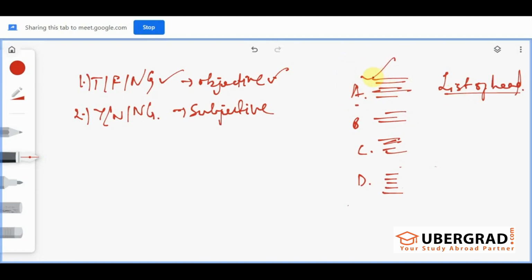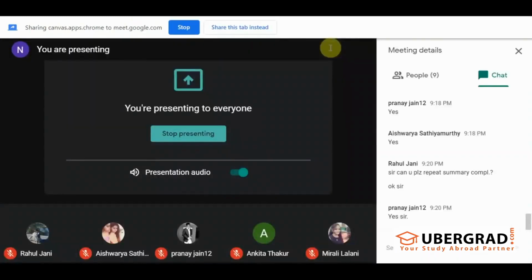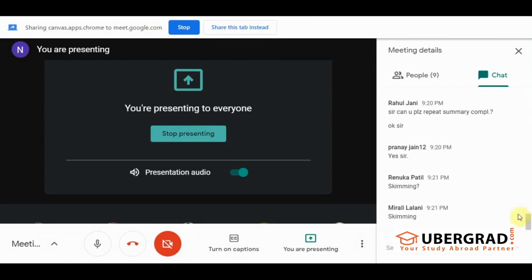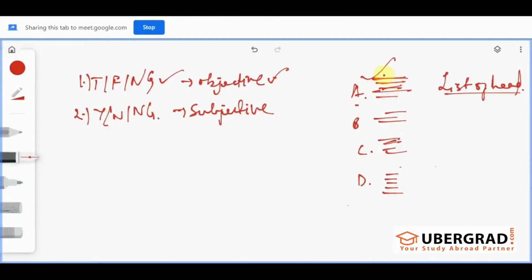So what will we do? What will we apply over here? We'll apply skimming or scanning. What do people think? Now tell me, for matching paragraph headings, what kind of skill do you think we'll have to apply? Skimming? Very good. We'll have to apply skimming, right? Why? Because we have to give a heading to this paragraph. We can only give this paragraph a heading when we have an overview of this paragraph.